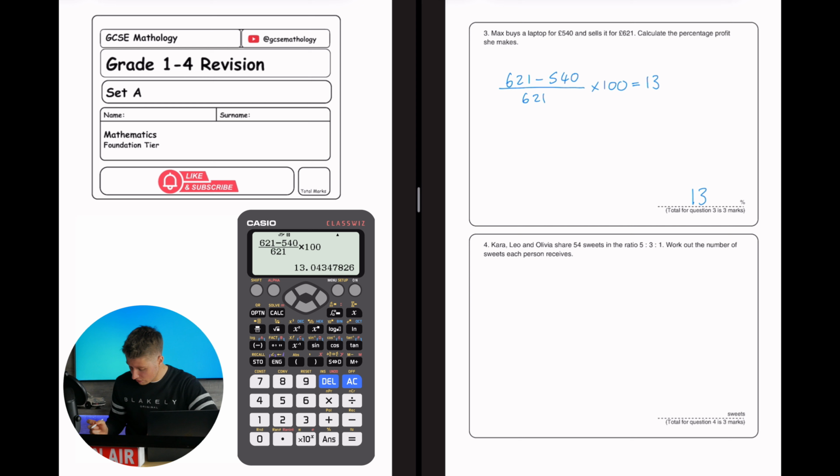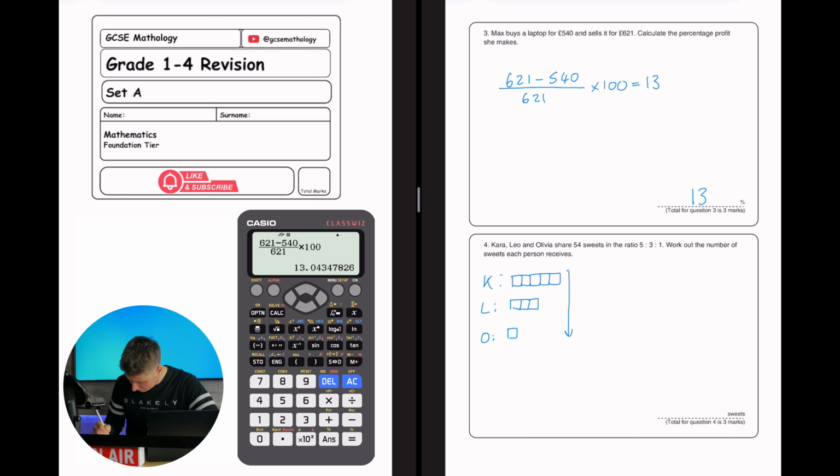Question 4 says Cara, Leo and Olivia share 54 sweets in the ratio of 5 to 3 to 1, and we need to work out the number of sweets each person receives. So C, L and O. I'm going to use the block method to do this question. We've got 5 blocks for Cara, so 1, 2, 3, 4, 5, and then I've got 3 blocks for Leo, so 1, 2, 3, and then I've got 1 block for Olivia.